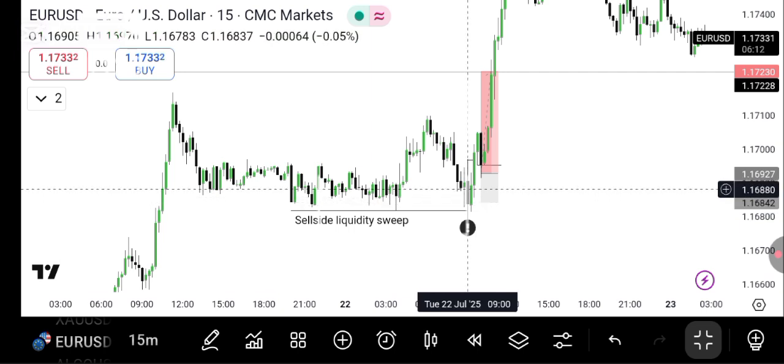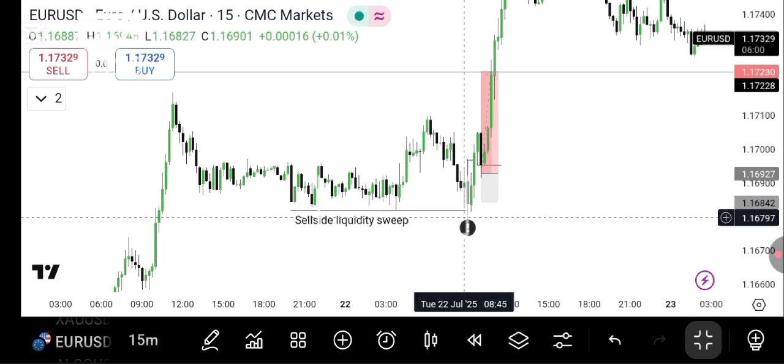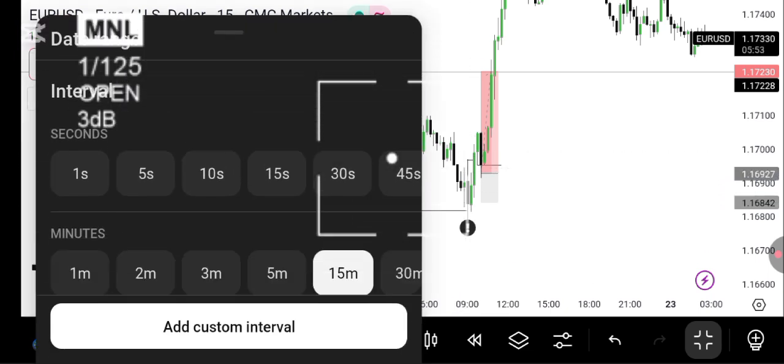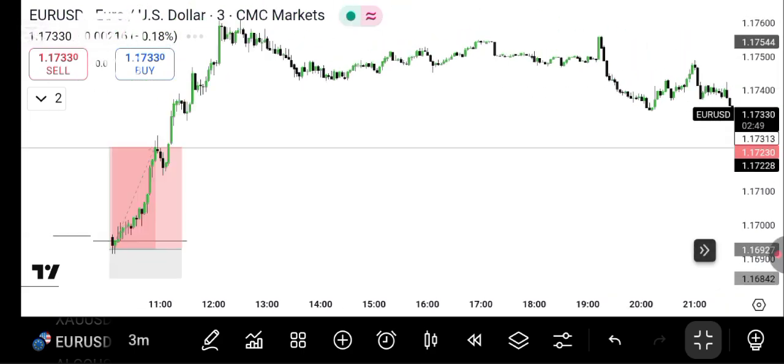That's where fundamental news takes place, but there was no fundamental news yesterday, I think. So the market actually swept the liquidity, and what happened? You saw a huge displacement upward. I didn't take the trade on the 15 minutes time frame. I went as low as the 3 minutes time frame for this trade. And so let me zoom it back.